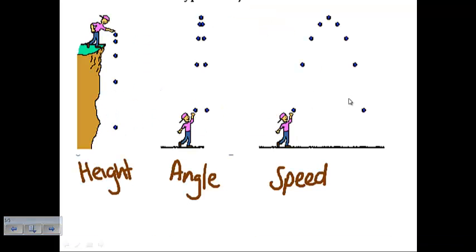Lucky last. Okay, so if we were to see here a few examples of height, angle and speed. So for example, the height here, so as you can see, the higher the person is off the ground, the longer time for gravity to act upon it.